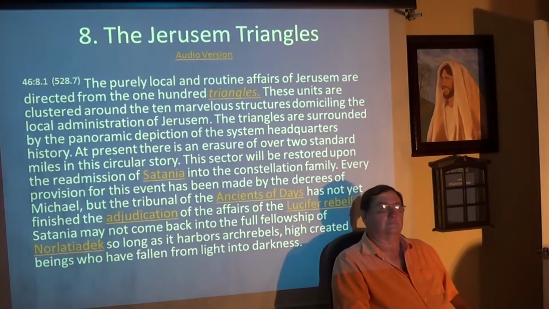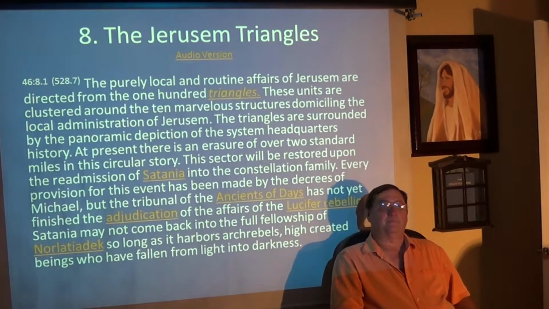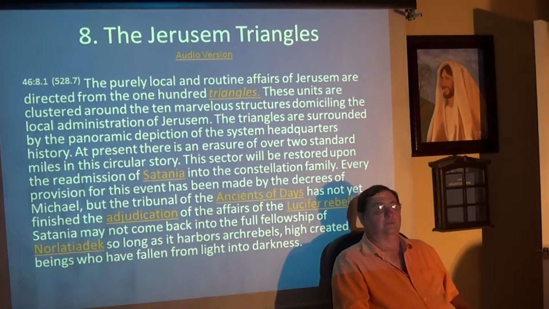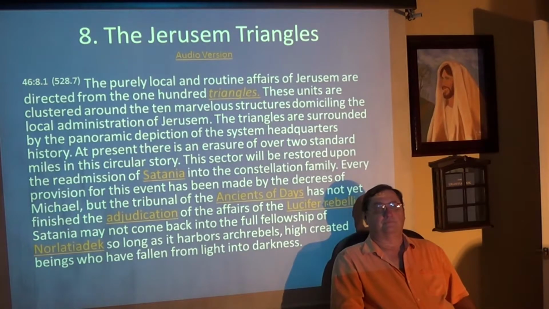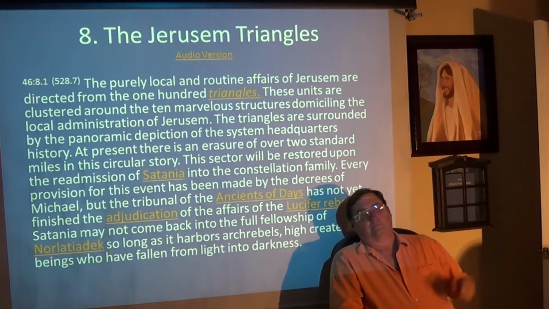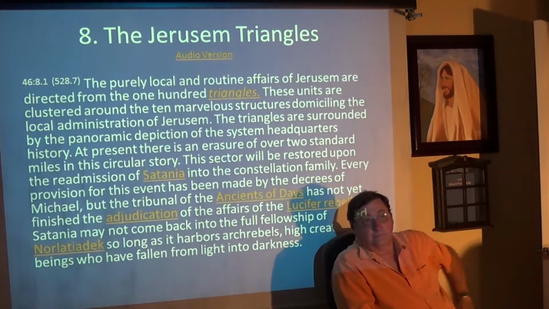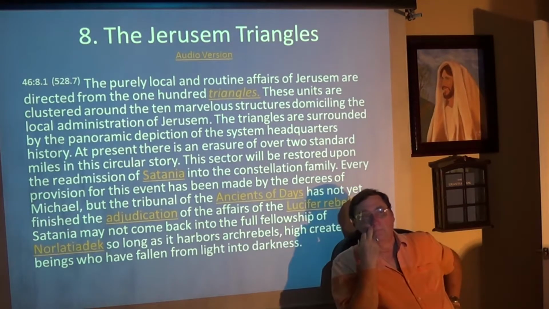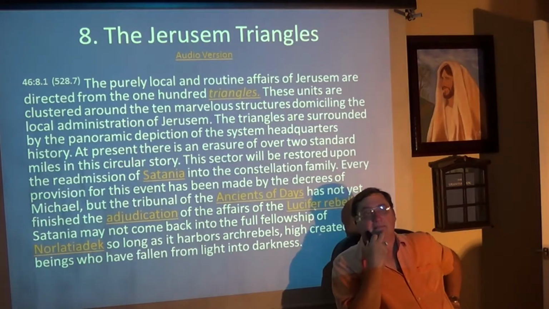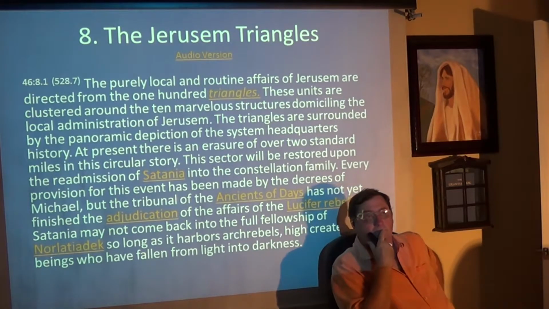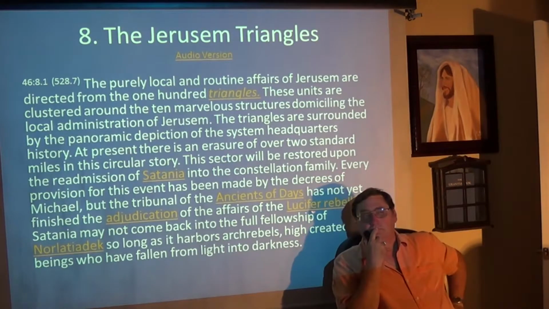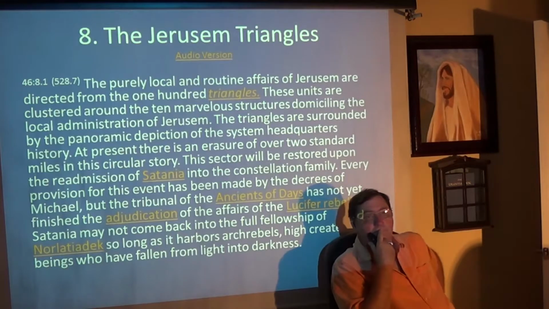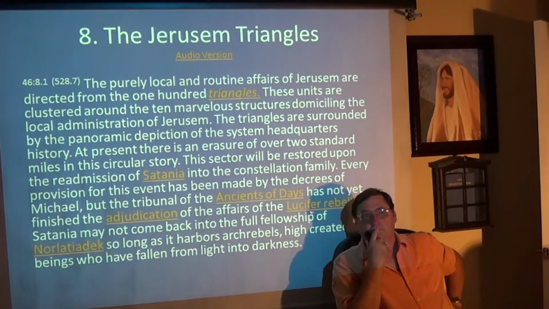At present, there is an erasure of over 2 standard miles in this circular story. This sector will be restored upon the readmission of Satania into the constellation family. Every provision for this event has been made by the direct decrees of Michael. But the tribunal of the Ancients of Days has not yet finished the adjudication of the affairs of the Lucifer rebellion. Satania may not come back into the full fellowship of Norlatiadek so long as it harbors arch-rebels, high created beings who have fallen from the light into darkness.